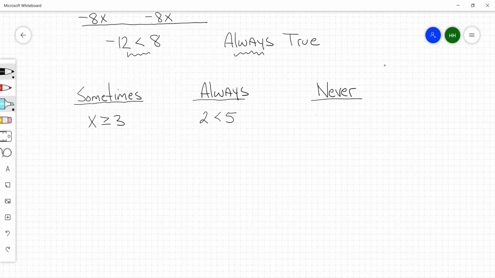Never true. How about -3 is greater than 4? -3 is never greater than 4, is it? All right, so that inequality is never true. m being less than or equal to -5, that's a sometimes true.